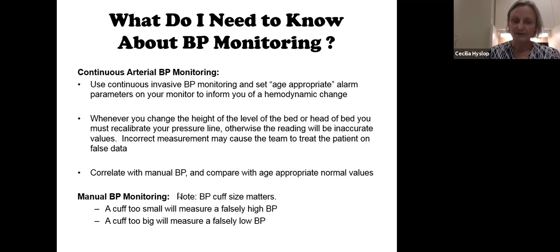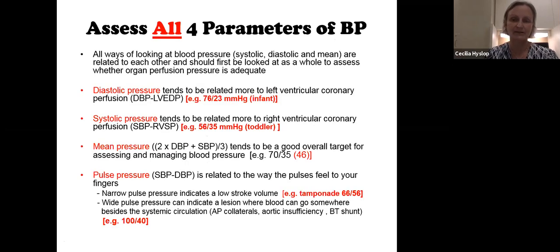So, manual blood pressure monitoring then. We also need to make sure that we have the right sized cuff on our patients. If our cuff is too big, then we will have falsely low blood pressure. If our cuff is too small for our limb, then that will make our blood pressure for our manual measurements falsely high. So we have to make sure that the information that we're transmitting to others is actually accurate.